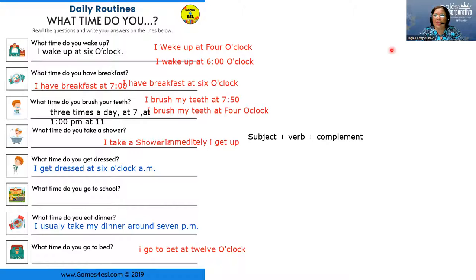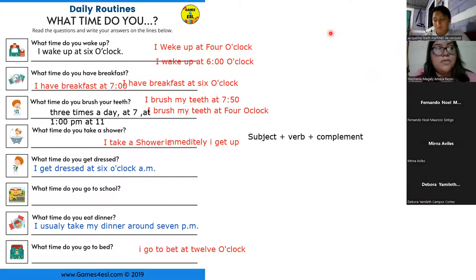Y es que así tendría que ser. Mira, así como la llevamos aquí. Mira, Isabel. Subject, I. Verb, have dinner. Dinner sería el complement, ¿verdad? At 7 p.m. Entonces, sí ha seguido la estructura y está correcto. Okay, Stephanie, please.